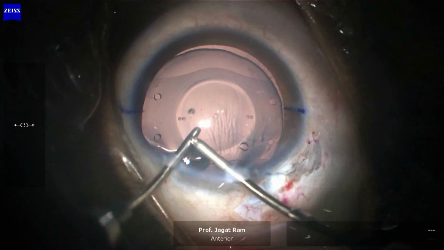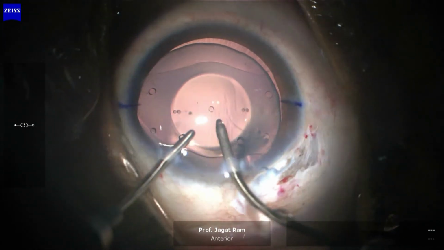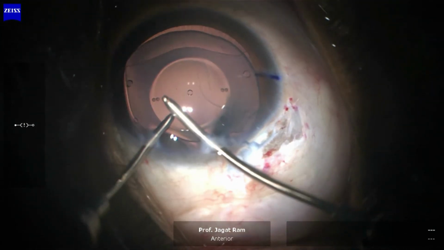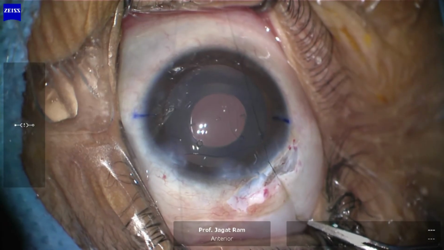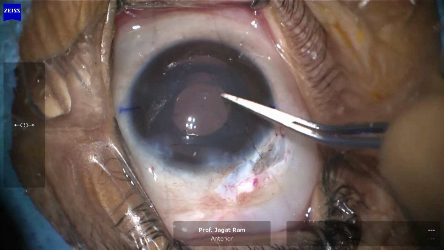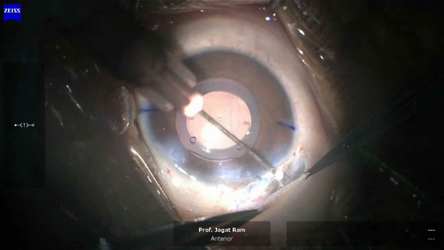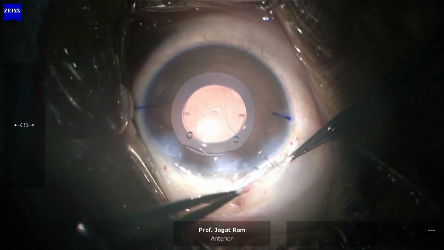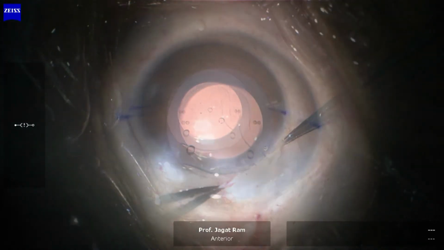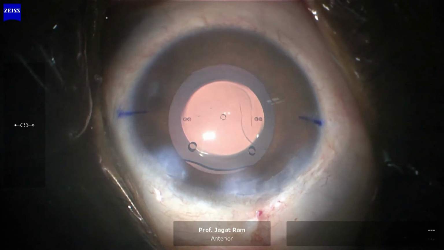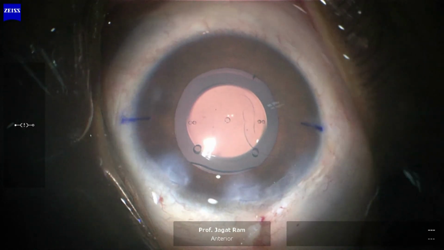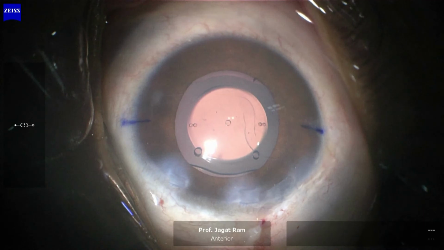The viscoelastic is removed from the anterior chamber and given the pediatric age group, the main port is secured with a single 10-0 nylon suture. The conjunctiva and tenon are repositioned with the help of glue. A well-aligned and centered toric phakic intraocular lens can be seen here at the end of surgery.